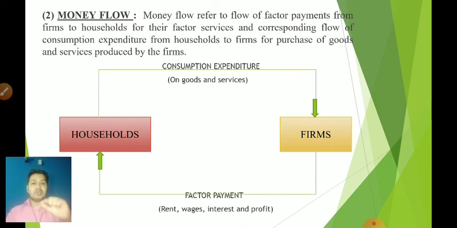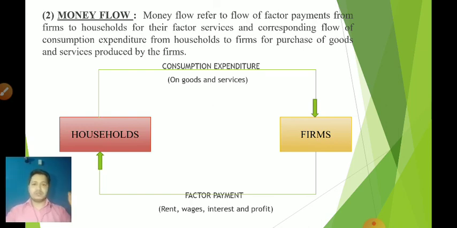Okay, dear student, in the real flow, we understood that from household to the firm, all the factor services are supplied. Now, what will be the benefit of those, or what will be the reward? For all those factor services, the household receives the factor payment from the firm, which you can see in the diagram in the lower portion. These factor payments are rent, wages, interest and profit. All these are factor payments which you receive for your factor services which you supplied from household to the firm.